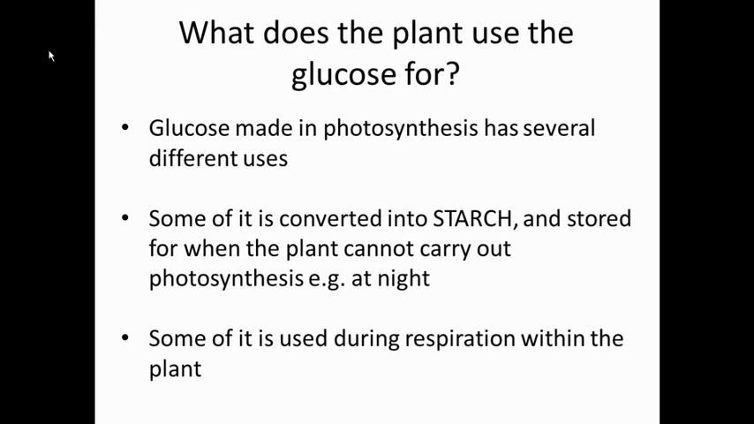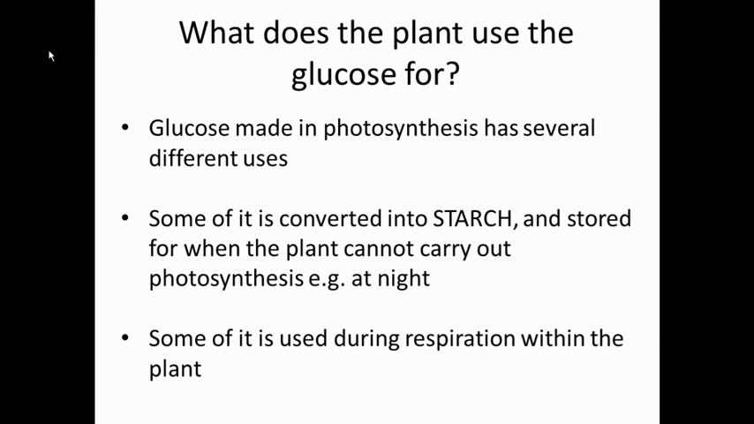converted into starch. So remember, glucose is a sugar, so it's quite a small molecule, whereas starch is lots and lots of glucoses joined together, so it's a much bigger molecule, okay? So it's perfect for storing. So these plants convert the glucose to starch, so they make the molecule bigger, which allows it to be stored for the plant to use when it can't photosynthesize.